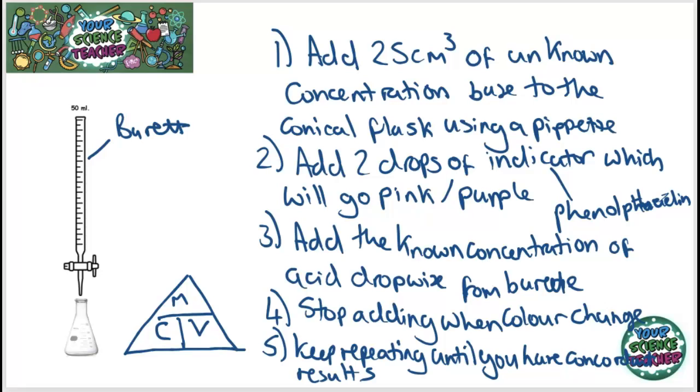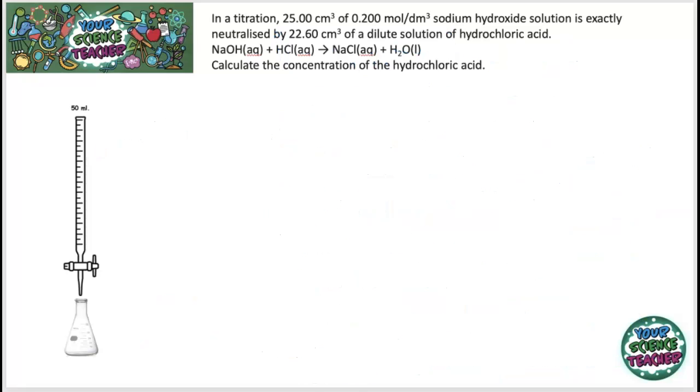So we know how to carry out one of these calculations. Here we've got one. It says: in a titration, 25 centimeters cubed of 0.2 mole per decimeter cubed sodium hydroxide solution is exactly neutralized by 22.6 centimeters cubed of a dilute solution of hydrochloric acid. Calculate the concentration of the hydrochloric acid.